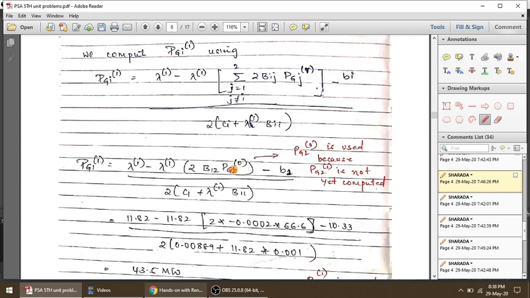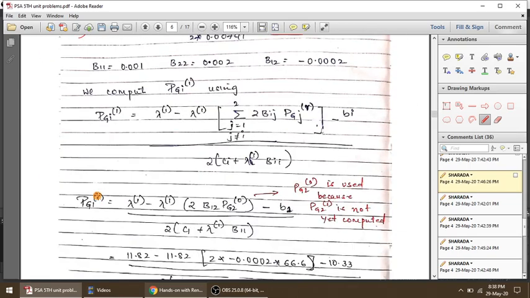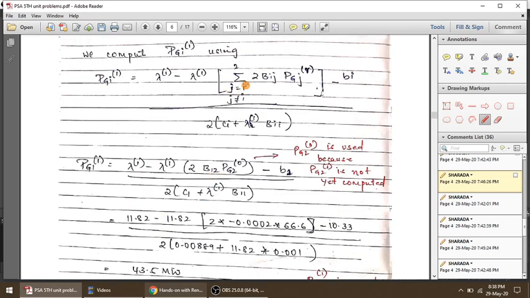Okay, why we are considering 0? Because Pg2 of 1 is not yet computed. We need some initial estimate, so that is the reason why we had calculated these values, because we need it for first iteration values. So when I substitute summation j equal to 1 to 2 of Bij Pgj of r, j not equal to i. So j equal to 1, I cannot take because 1 is equal to i. So that entry I cannot take. So I'll go for j equal to 2. So then I have 2B12 into Pg2 of 0.